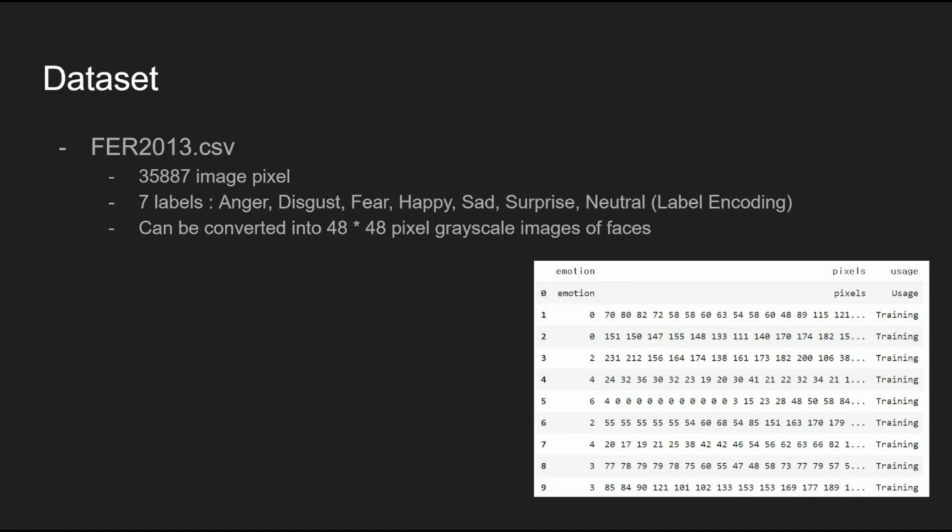So from now on, I would like to take a look at the results of our very own ShallowNet, AlexNet, GoogleNet, and ResNet. For the dataset, we use FER 2013. This dataset comes in a CSV file and has seven labels: anger, disgust, fear, happy, sad, surprise, and neutral. The dataset can be converted into 48 by 48 pixel grayscale images of different faces with different emotions.